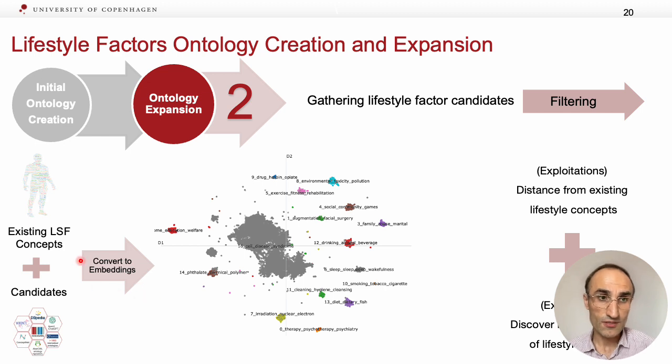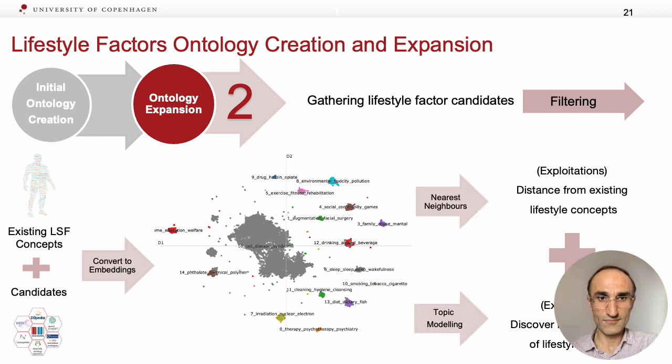And then we converted all of them to embeddings, as you can see, and it's visualized here in this plot. We use two different approaches to fulfill our two different metrics. The first approach just calculates the distance of the candidate to the nearest neighbors in the ontology and assigns a score based on this distance. But the second approach uses a topic modeling method to see if this candidate belongs to a lifestyle related topic or not, and then assigns a score based on that. And then we combine these two scores and use the calibrated combined score to filter the candidates.